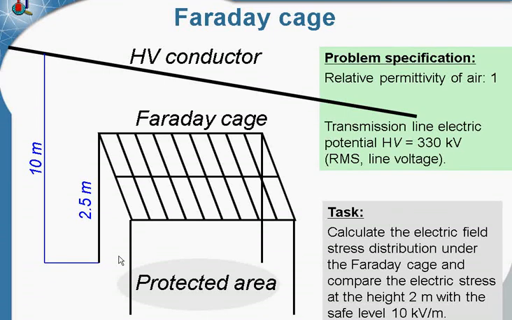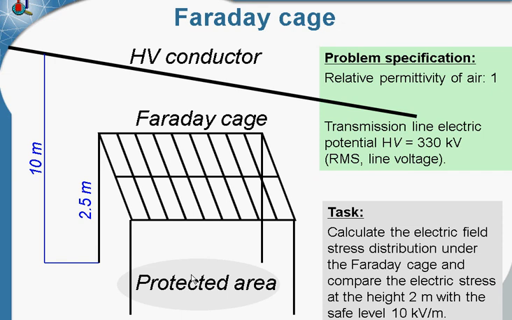Faraday cage. Electromagnetic fields generated by high voltage transmission lines may affect human health, and national and international standards regulate the alert levels of electromagnetic field exposure to workers. One of the methods of decreasing the electromagnetic field is the Faraday cage. This is a net made from grounded conductors placed between the high voltage conductor and the protected area.